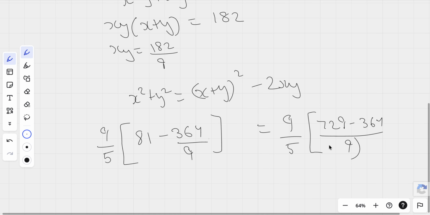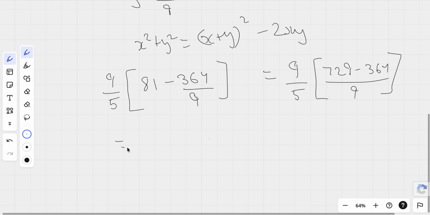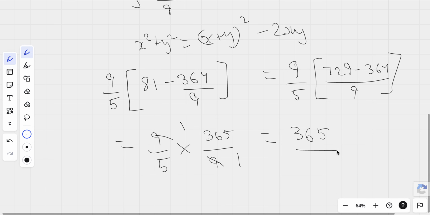This is equal to 9 by 5 into, what do we get from this? We get 365. 365 by 9. These two cancel out, leaving us with 365 by 5, which is equal to 73, and this was the right answer.